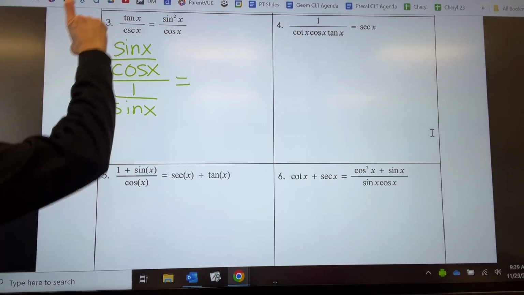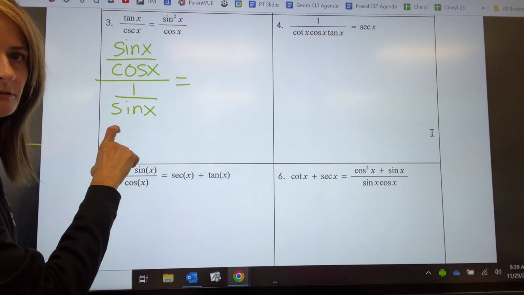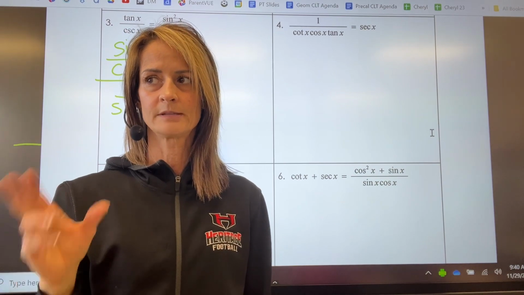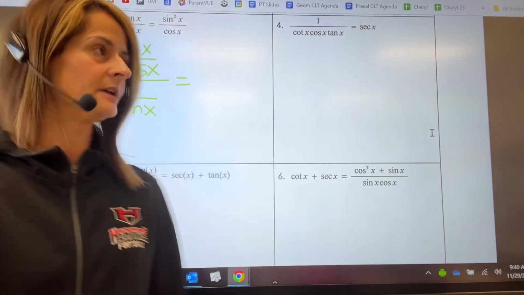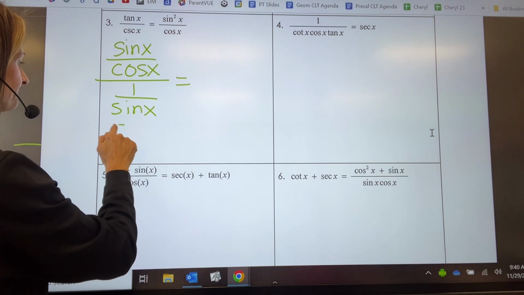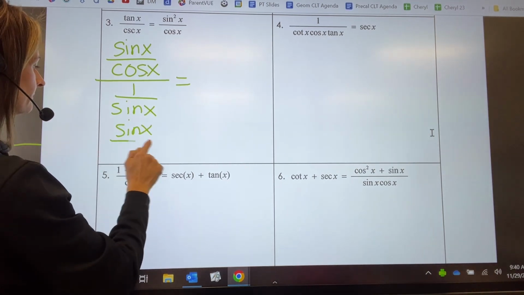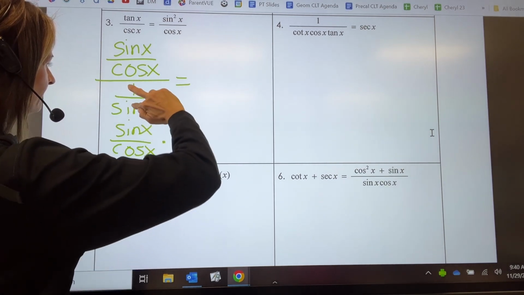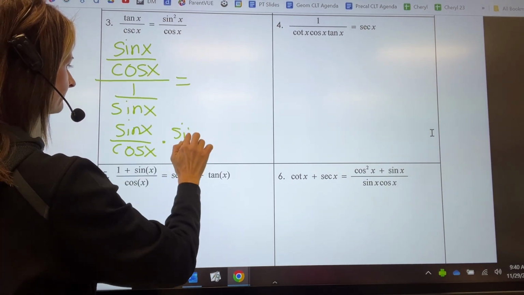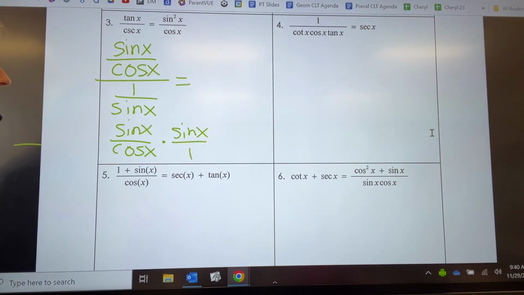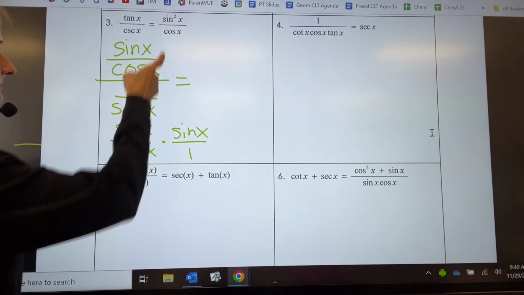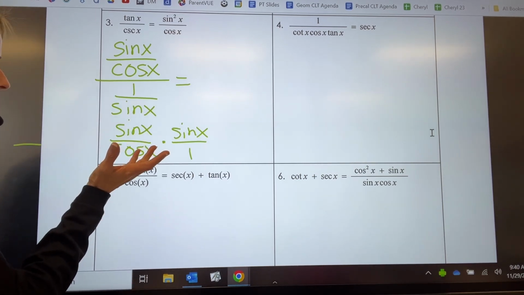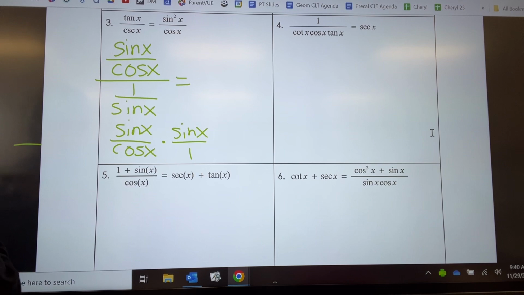Now, I've got a fraction over another fraction. So I'm going to do keep, change, flip. Does this sound familiar? Keep, change, flip. Keep the sine over cosine. Change the division to multiplication and flip the denominator. And now I have basically the same thing that's on the right side. But I have to rewrite it. So I wish I had a whiteout.